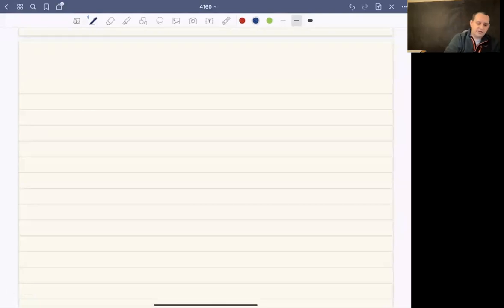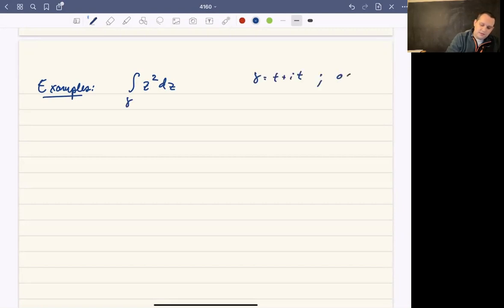Okay, so next I want to talk about two examples that are related to the fundamental theorem of calculus. And so two examples are, I want to compute the integral of z squared over gamma, where gamma is, say, t plus it, and goes between 0 and 1. And we can compute what we get. We already know what should happen, right?